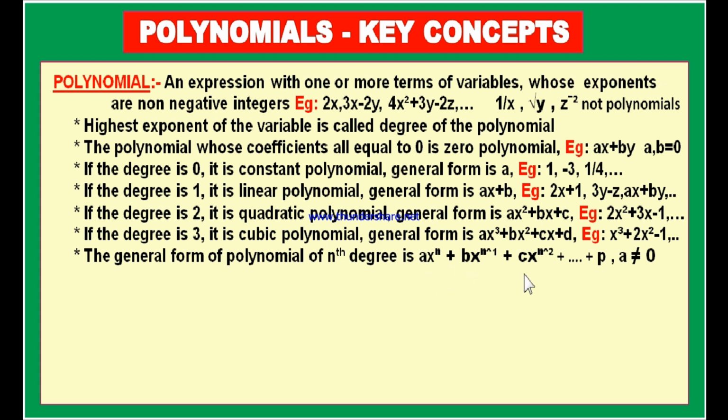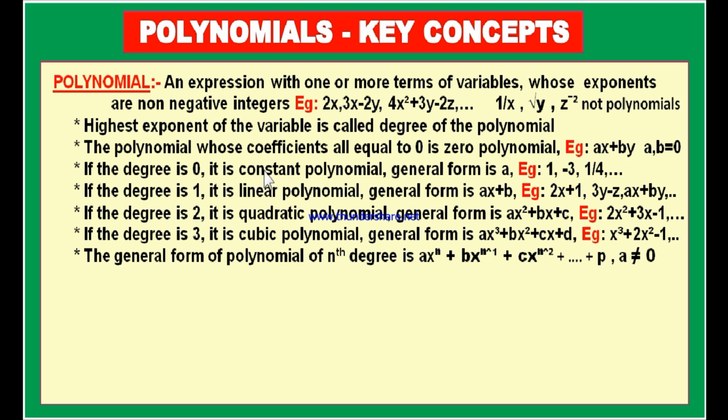Sometimes in the place of a, b, c, etc., p, you can write a1, a2, a3 also. But here a, b, c, etc. and p are coefficients of the variables, whereas n, n minus 1, n minus 2 and at last 0 are the exponents. What is the highest exponent? n is the highest exponent. Therefore the degree of this polynomial is n only. So the general form of a polynomial of nth degree is ax power n plus bx power n minus 1 plus cx power n minus 2 plus so on plus p, where a not equal to 0.